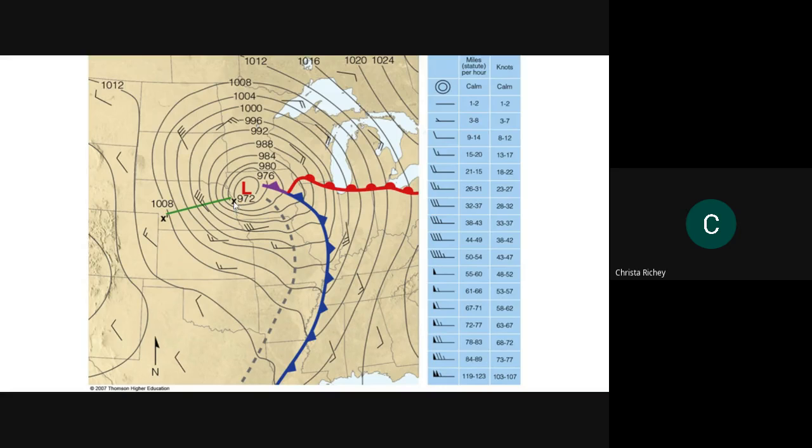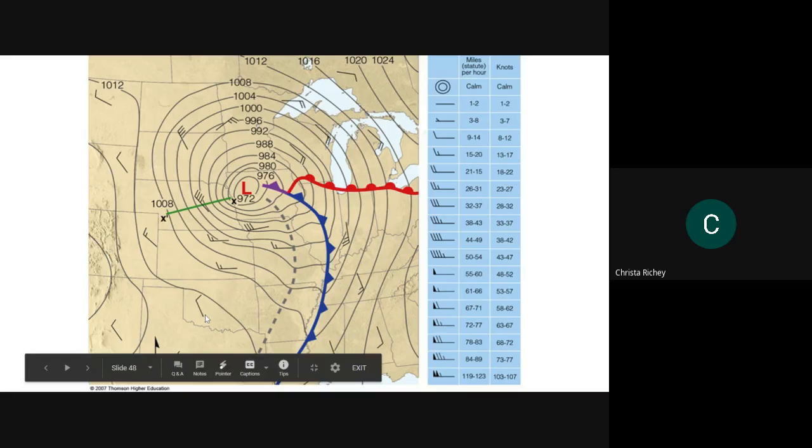And where the lines are closer together, right here, this staff is showing that it's at 40 knots. A little bit further out, it's going down to 30 knots. A little bit further out, that one's 15. But as these things are further apart, this one's only 10. Your wind speed slows down.